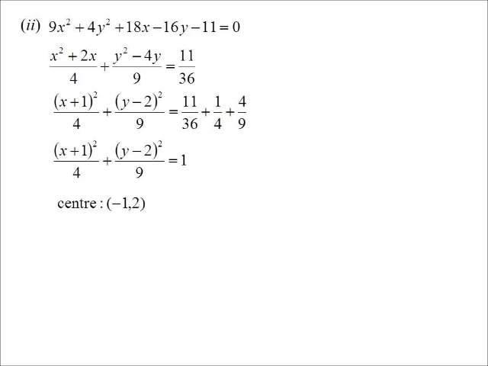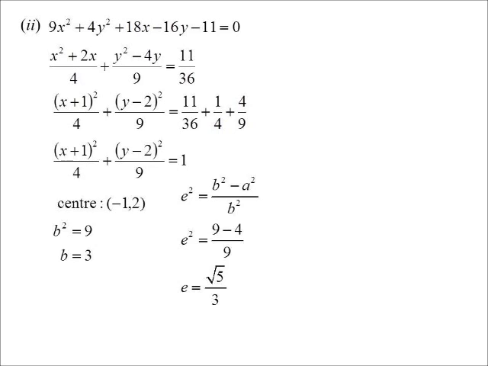So now I know the centre of this ellipse is (−1, 2), just using our basic shifting idea, same as we did for circles and so on. So that's where my centre is. b will be 3. Notice it's bigger than a. So I know the foci will be on the vertical axis rather than the horizontal axis. For the eccentricity, I'm going to go b squared minus a squared instead of a squared minus b squared, and it'll be over b squared instead of over a squared. So we get √5/3 for our eccentricity.